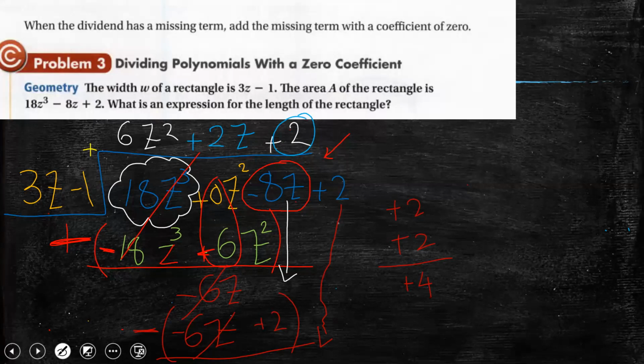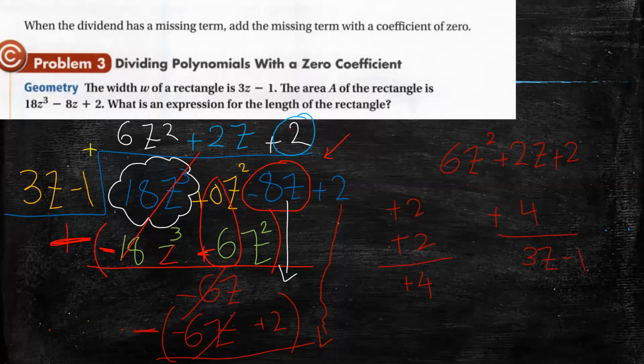Now you have to write the answer. What you have to do? You will write 6z squared plus 2z plus 2, which is the quotient. This quotient now plus the remainder, which is 4 over the divisor 3z minus 1.